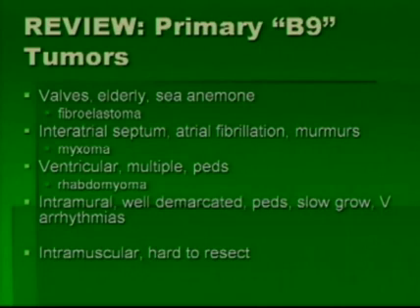Which grow out of the walls of the ventricles, are well demarcated, also occur in pediatric patients, but are slow growing, found in adults, and can cause ventricular arrhythmias, especially if they get large enough? Fibromas. And which are intramuscular and very hard to resect? Hemangiomas. And just to make a point, our patient actually did have a successful excision of her hemangioma, and she did very well.